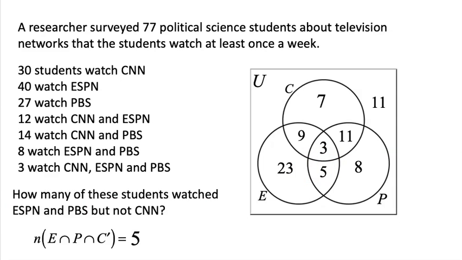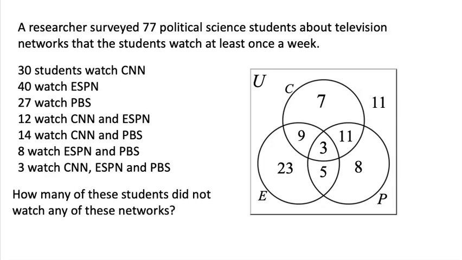Our next question is, how many of these students didn't watch any of these networks? So that's not CNN, not ESPN, not PBS. How do we write that? C complement intersect E complement intersect P complement. What is the total? That, of course, is outer space. That is just 11. And that will complete this lesson.